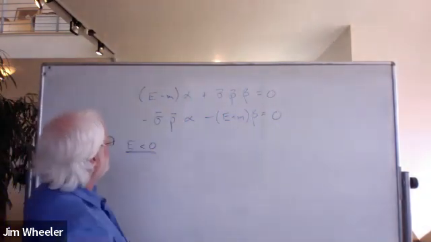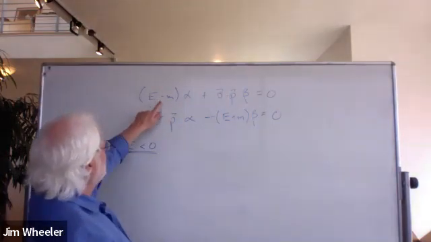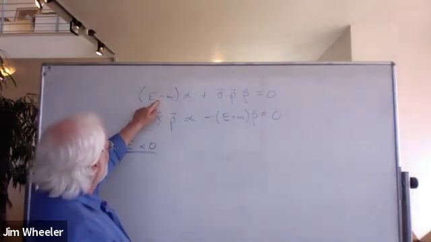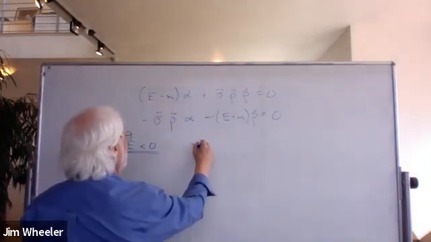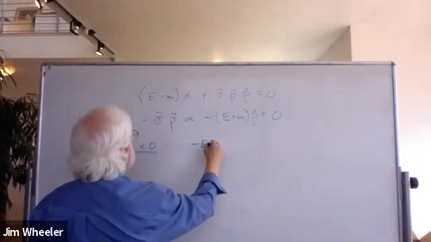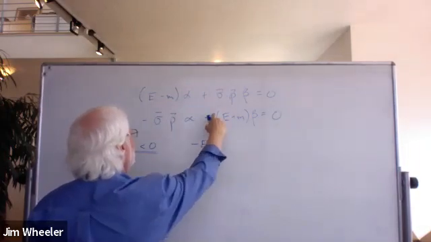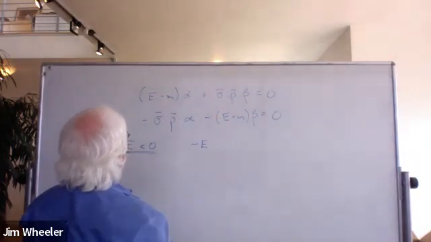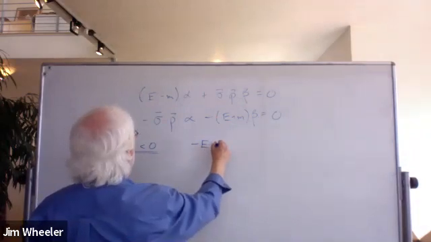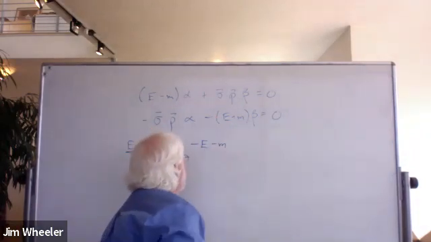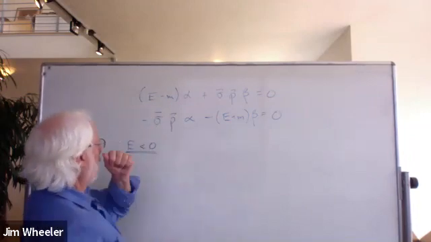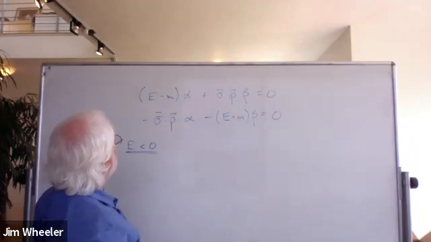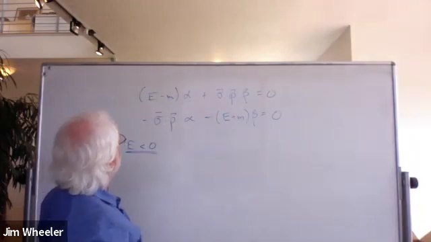So we've done the positive energy solutions. If the energy is less than 0, then E minus m is negative definite. No, wait a minute. Yeah, minus E minus m. No, that's not right. Are these the right equations?